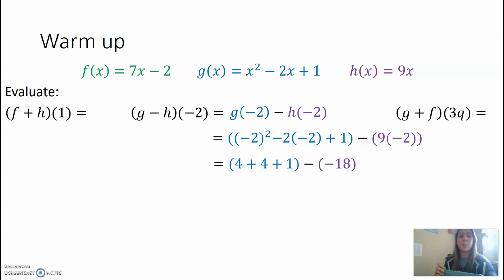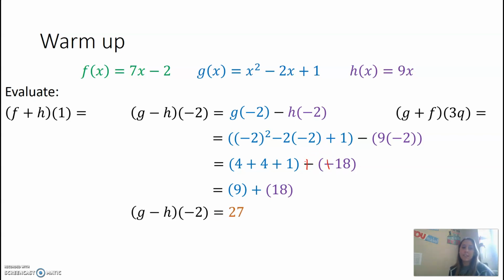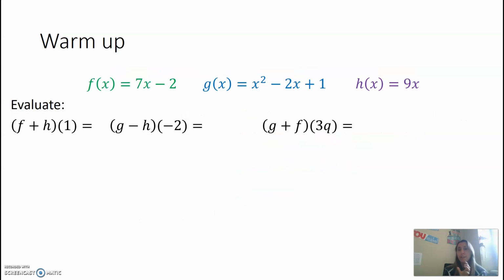All right, so then I do the computations. Negative 2 squared is a positive 4. Negative 2 times negative 2 is a positive 4. And then 1 minus negative 18, which ends up being, once I distribute this, so remember this right here becomes a plus, and I get 9 plus 18, so g minus h of negative 2 is equal to 27. So these questions, again, are asking, when my input is negative 2 in both functions, what is my answer when I subtract them?